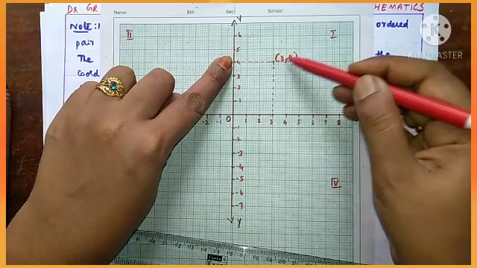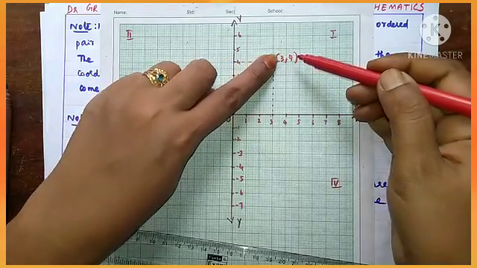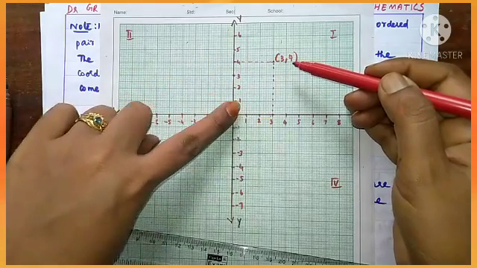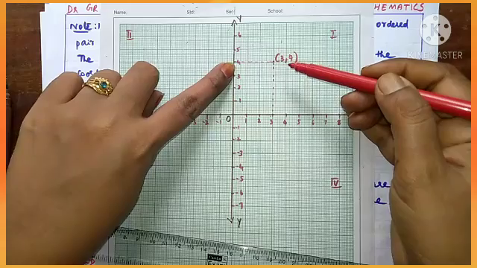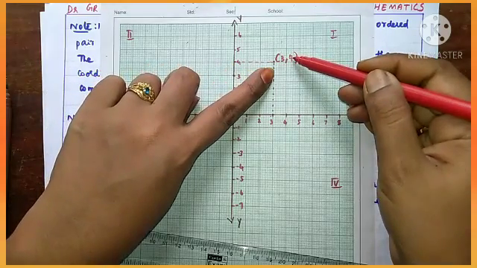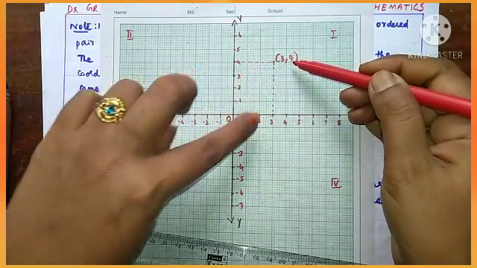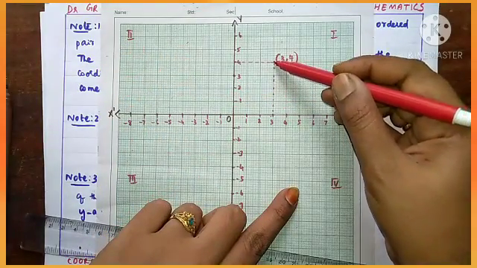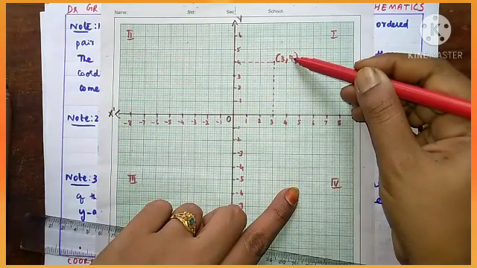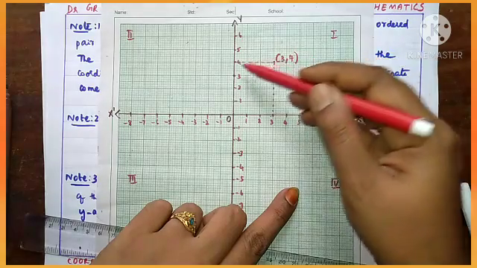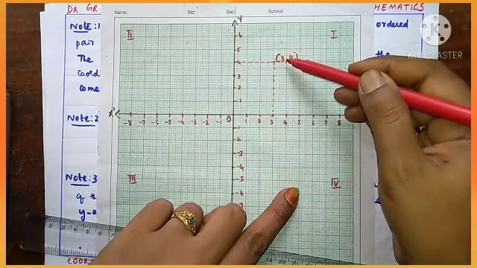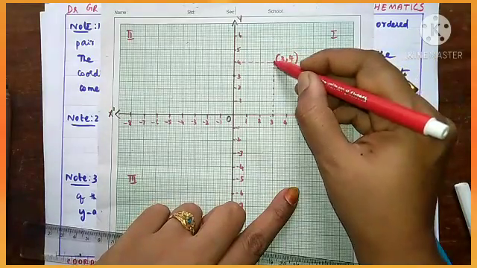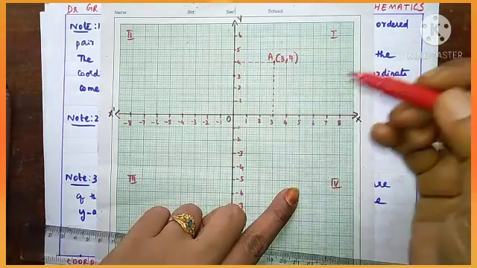So the position of a point always says: the x coordinate means how far from the y-axis, and the y coordinate says how far from the x-axis. That is, 1, 2, 3, 4, so 4 units from the x-axis, and 1, 2, 3, 3 units from the y-axis. So this is the place of (3, 4). We can give this a name: this is the point A.